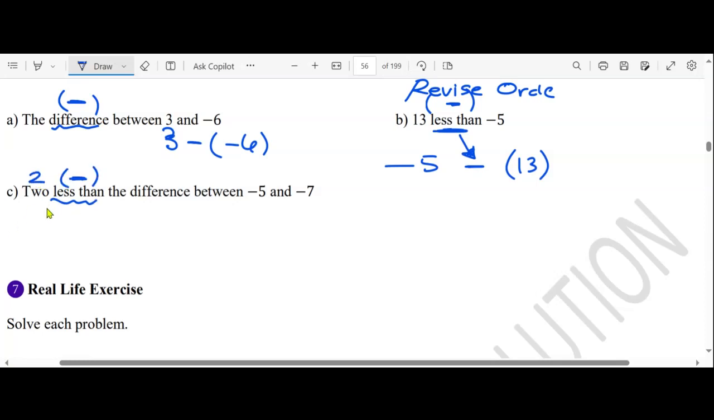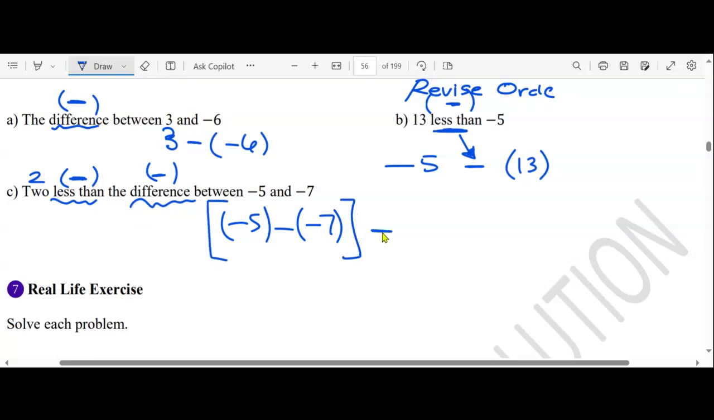Difference means what? Okay, so we're subtracting this from this, right? And all this less than 2. So the word less than is here. Why did I put less than here? Because we have to revise the order, correct? Revise the order. Yes or no? All right. Finish? Yeah.